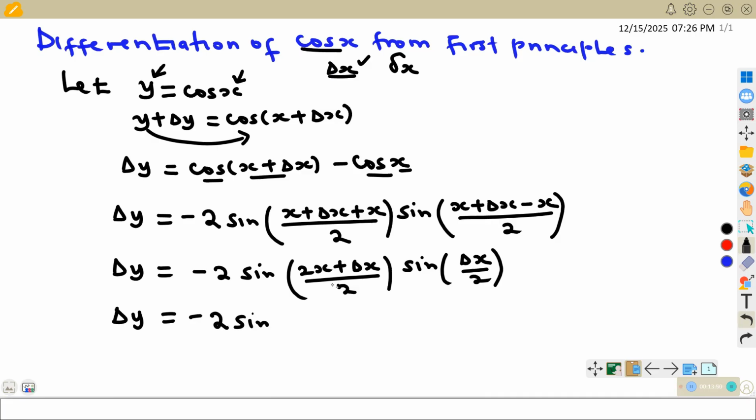I want to split this. This is 2x divided by 2, which is x, plus this will remain delta x divided by 2. Then a sine of delta x divided by 2. I want us to have something here. If you are dealing with sine of a very small angle, you can try that one from your calculator, but make sure your calculator is in radians.